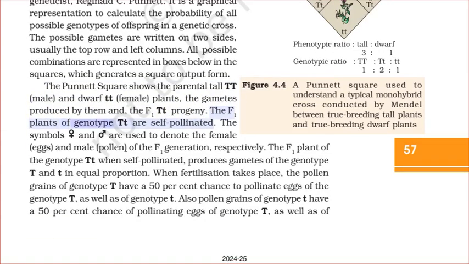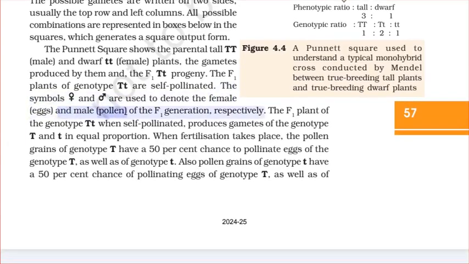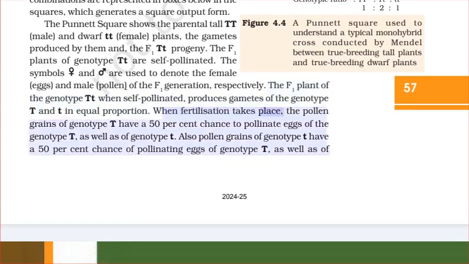The F1 plants of genotype Tt are self-pollinated. The symbols female and male are used to denote the female, eggs, and male, pollen, of the F1 generation respectively. The F1 plant of the genotype Tt when self-pollinated produces gametes of the genotype T and t in equal proportion. When fertilization takes place, the pollen grains of genotype T have a 50% chance to pollinate eggs of the genotype T, as well as of genotype t. Also, pollen grains of genotype t have a 50% chance of pollinating eggs of genotype T, as well as of genotype t.